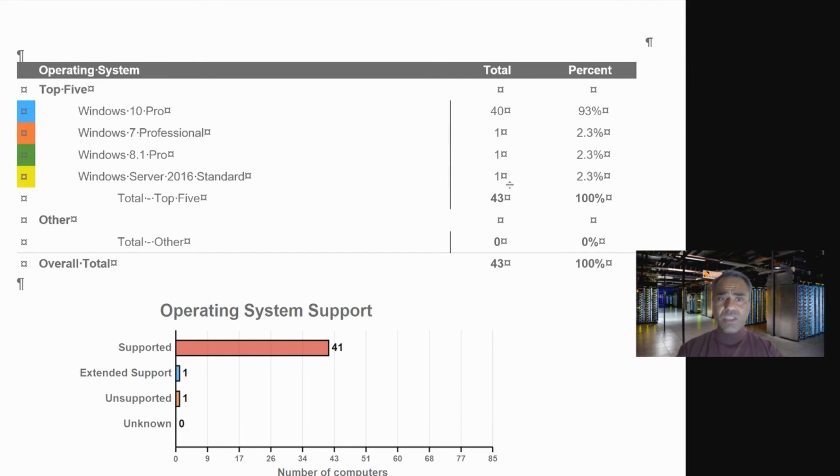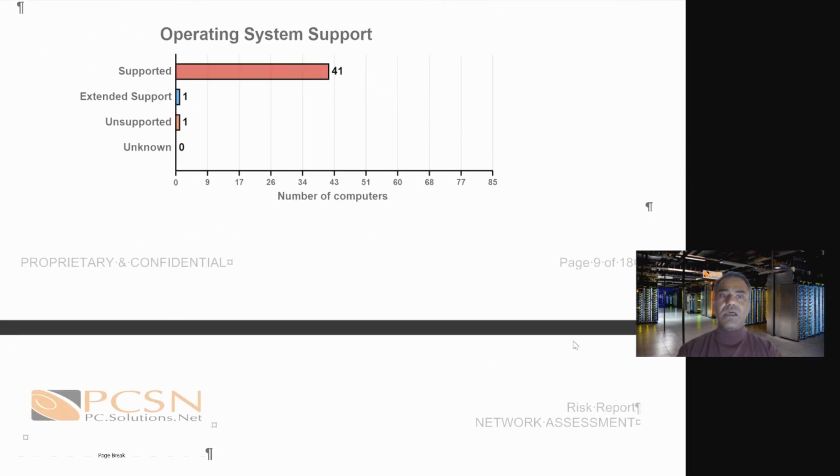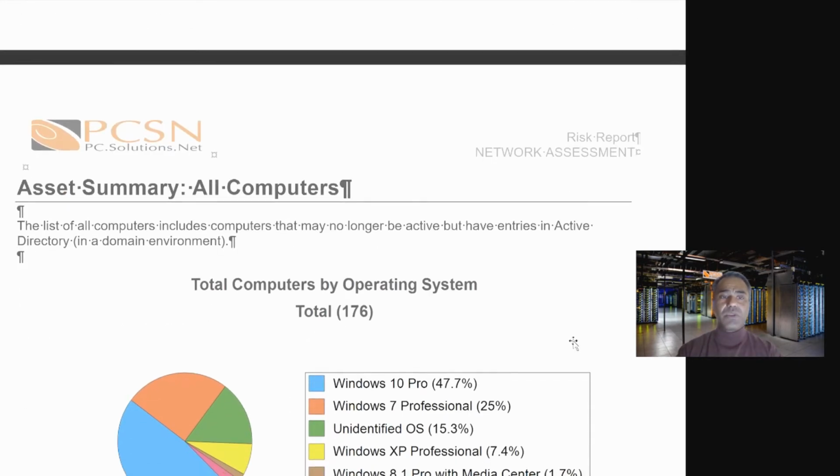So that's why we have a total of 40 Windows 10 Pro machines, and then 1 Windows 2016 machine. So that brings us to 41. 1 Windows 7 and 1 Windows 8, which are these 2 guys down here. None are unknown, so unknown is 0. We know about all the computers. We've scanned this network up and down.